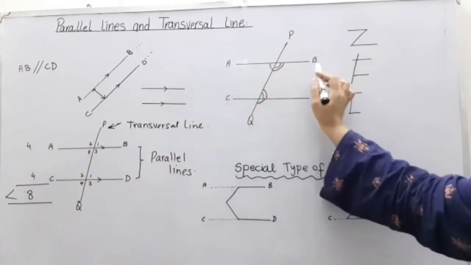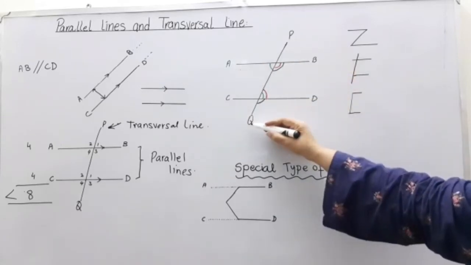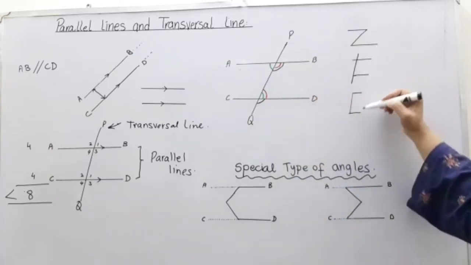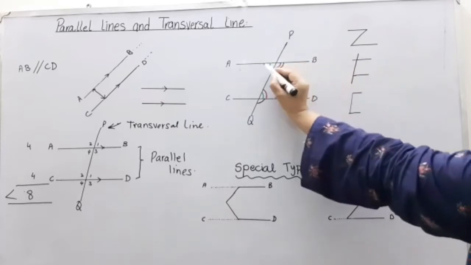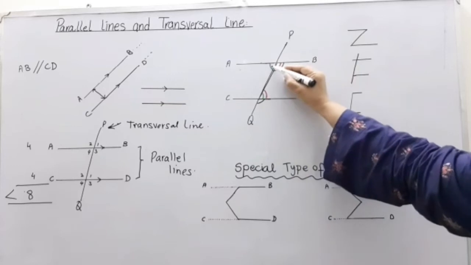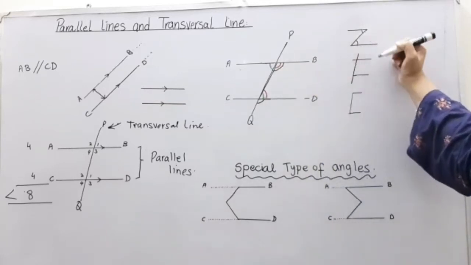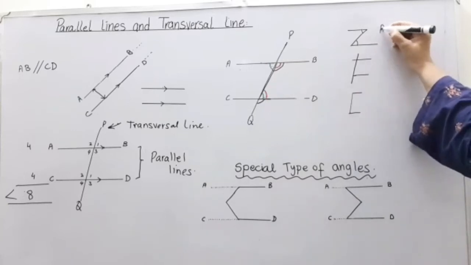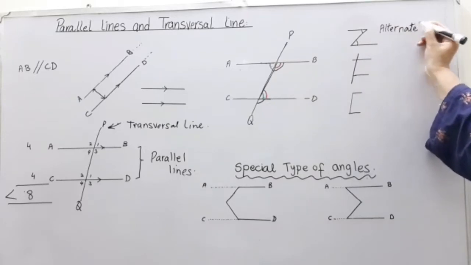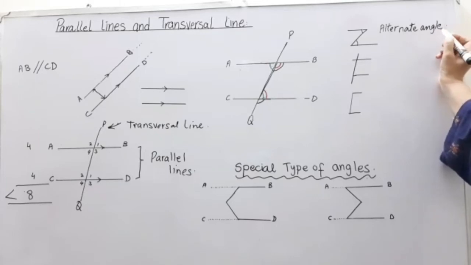Now AB, CD are two parallel lines, and PQ, one transversal line, cuts them, and they make 3 types of angles. One is this one, which makes the shape of Z, like green, and this one green. This and this Z, they are known as alternate angles. Alternate angles are always equal.